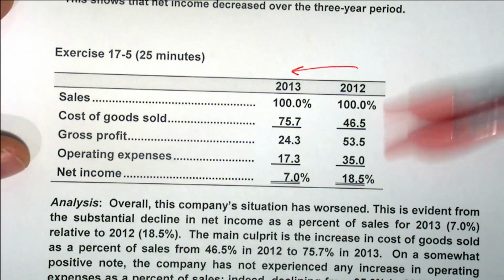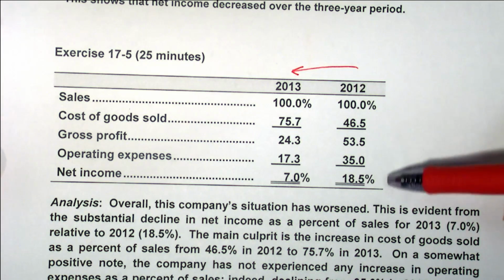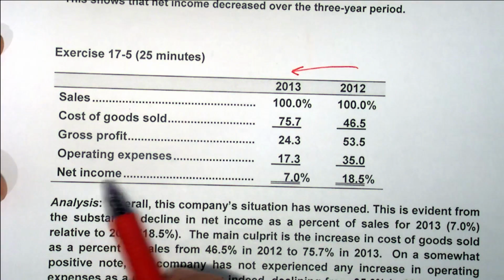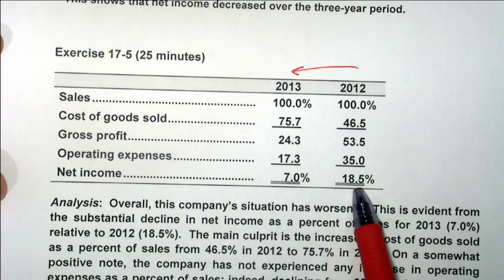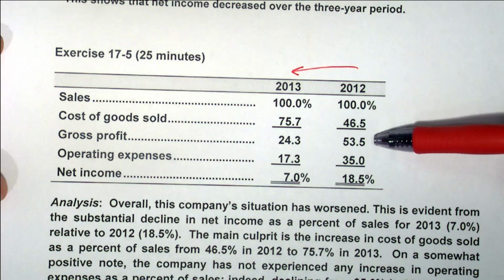Okay, any question on how we got any of these numbers? Okay. What is the thing that just stands out like a sore thumb here? That the percentage of their net income was significantly lower in 2013 than it was in 2012. This is significantly lower than that. That is major net income erosion as a percentage of sales. Gross profit. And it mainly stems from right here, doesn't it?